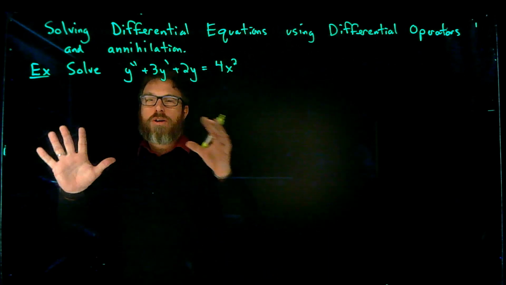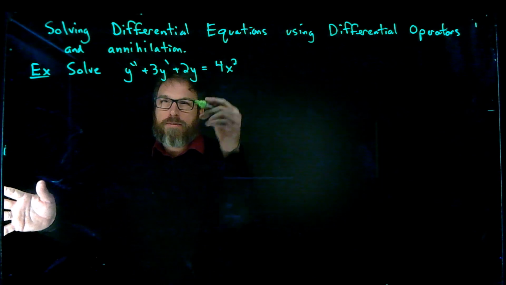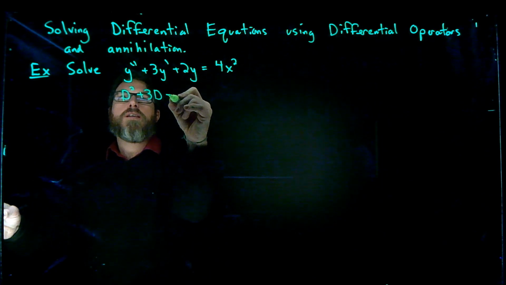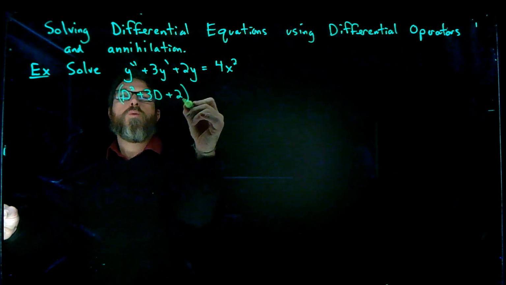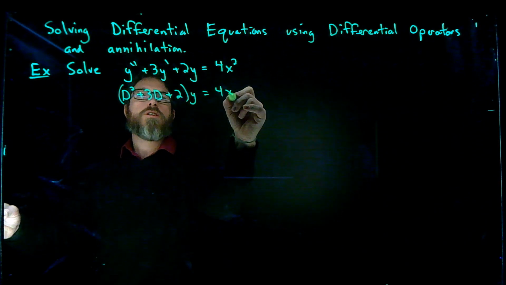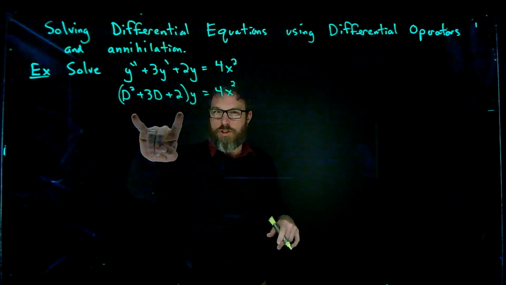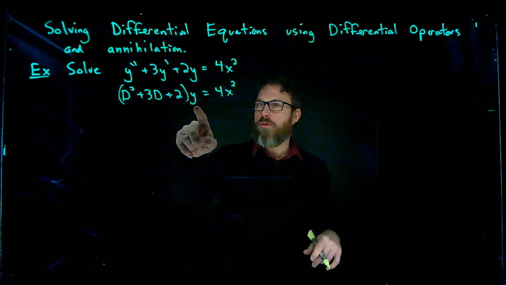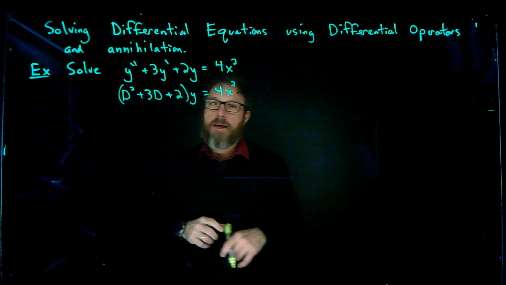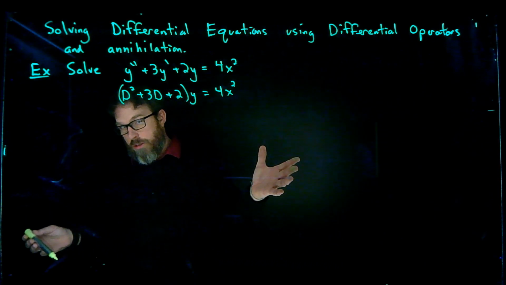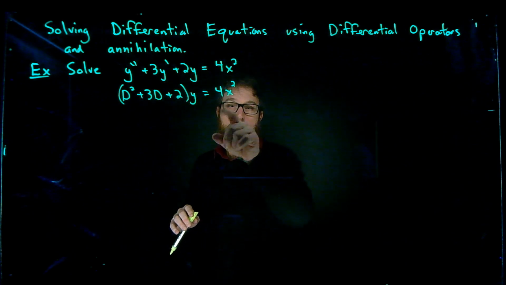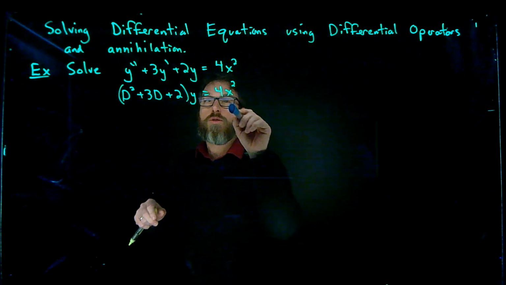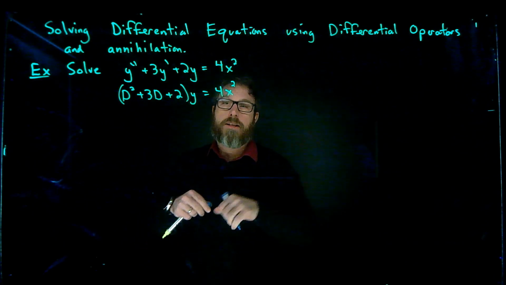So let's start out with the differential operators on this left-hand side. I can say that this is D squared plus 3D plus 2 y is equal to 4x squared. This is just a re-representation of the second derivative of y, plus 3 times the first derivative of y, plus 2y. Now my goal is to turn this into a homogeneous differential equation, so I want to annihilate this 4x squared. So the question is, what differential operator annihilates that?